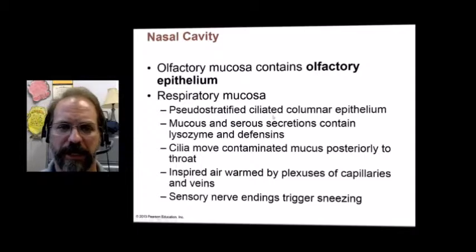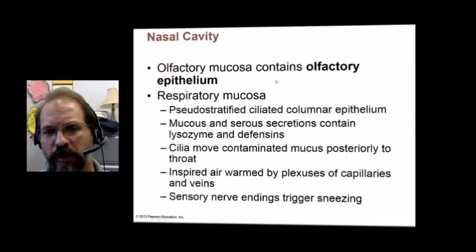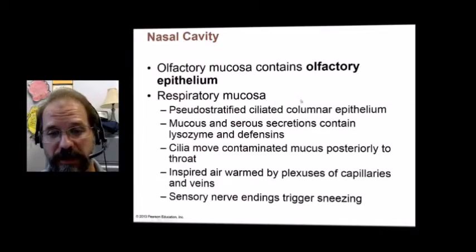So I mentioned that those meatuses are covered with an epithelium. Well, you know the superior part on the superior nasal concha is called olfactory epithelium, and that's where humans have your 100,000 or so olfactory receptors. The rest of the respiratory mucosa is pseudostratified ciliated columnar epithelium, mucous membrane, which helps trap material.